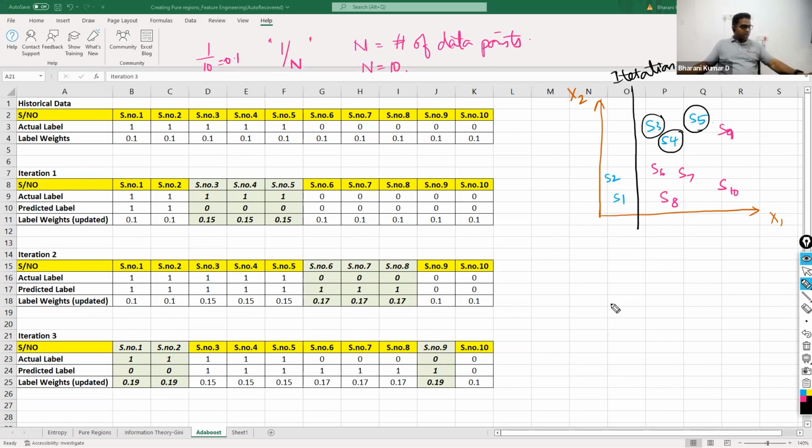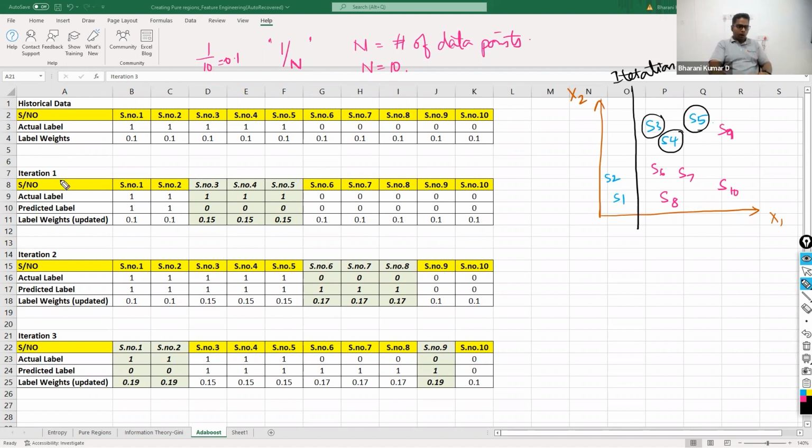The moment these 3 are misclassified, you need to assign weightage to them. Because it is boosting, what boosting does is it will look at the misclassified entries of the previous algorithm and give them more weightage. If they are given more weightage, the chances of those getting picked up in the training data will be more. Here, since weightage is equal for every data point, when you randomly split it into training and test, every observation has an equal chance of being in training and an equal chance of being in test.